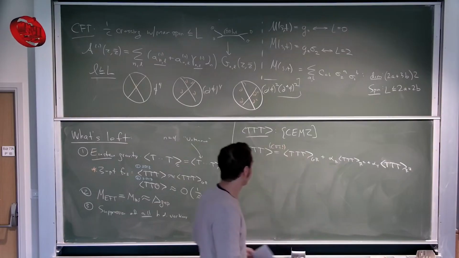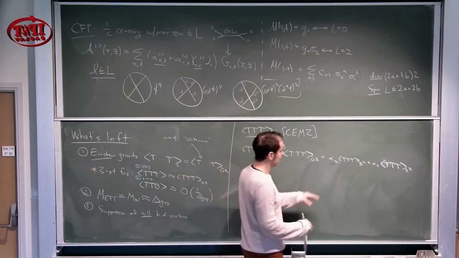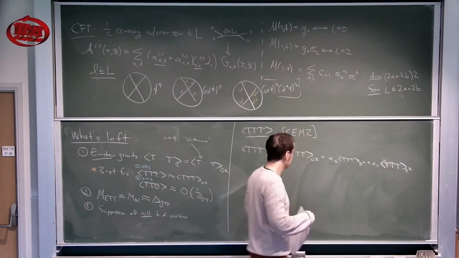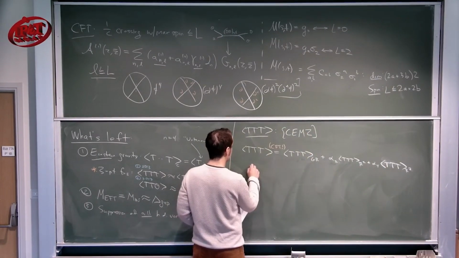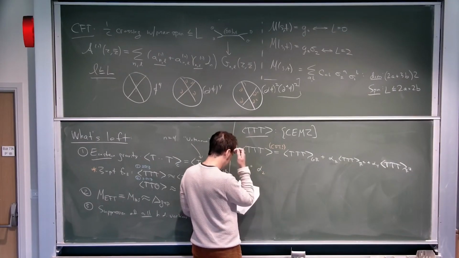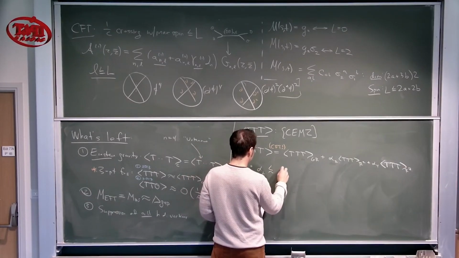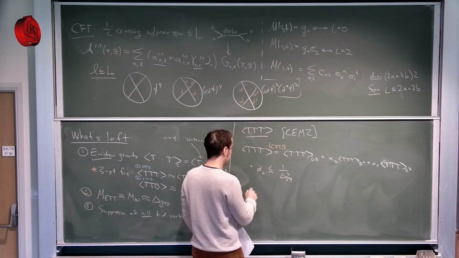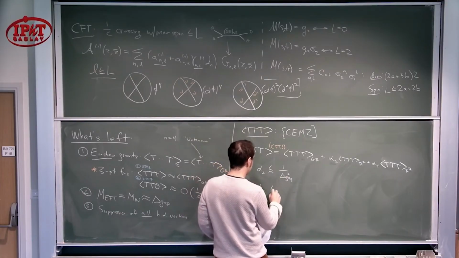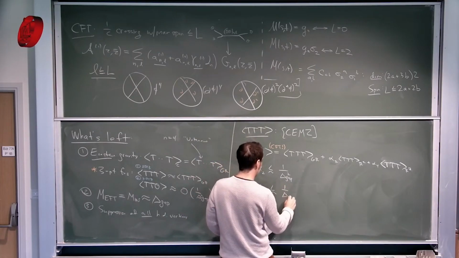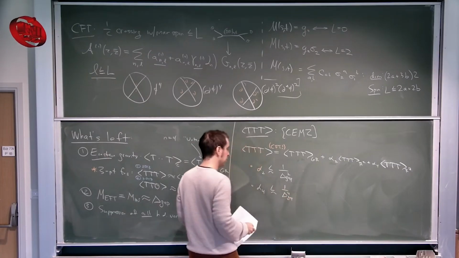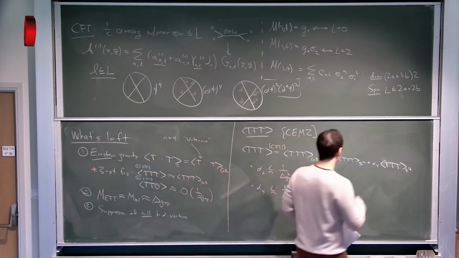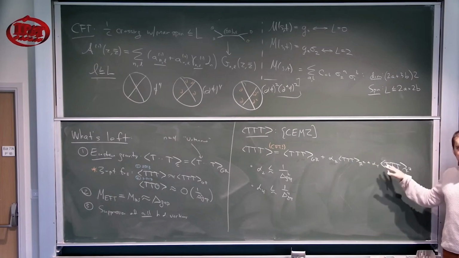Okay, so what one wants to show is that these coefficients are suppressed in this large gap limit. And so what CEMZ showed is that indeed alpha 2 is bounded above by 1 over delta gap squared, and alpha 4 is bounded above by 1 over delta gap to the 4th, which is what a bulk dimensional analysis would suggest if you take my word that these structures are associated to these higher derivative bulk terms.